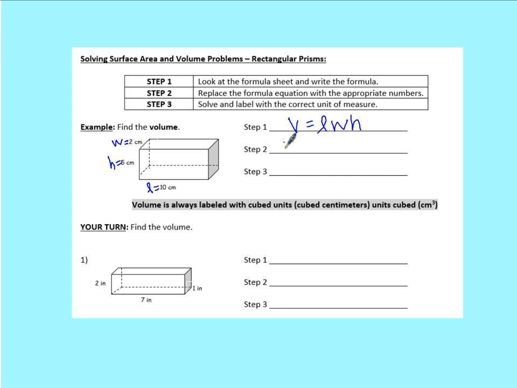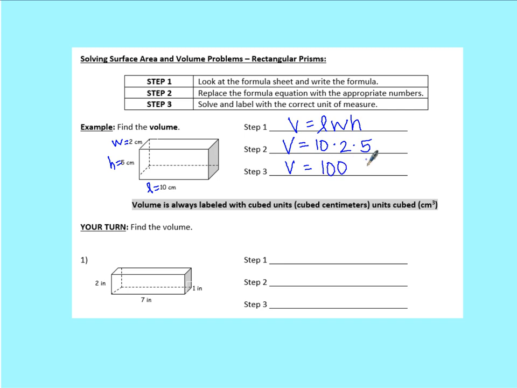Step 2 says we replace each of those letters. So V equals, we still don't know volume, so V equals comes down. Length is 10, width is 2, and height is 5. And remember, volume is the product, so we're going to be multiplying all of these together. Bring V down again. 10 times 2 is 20, and 20 times 5 is 100.